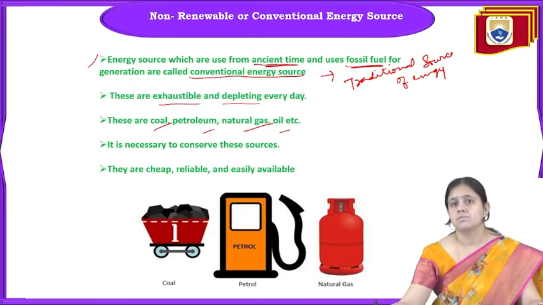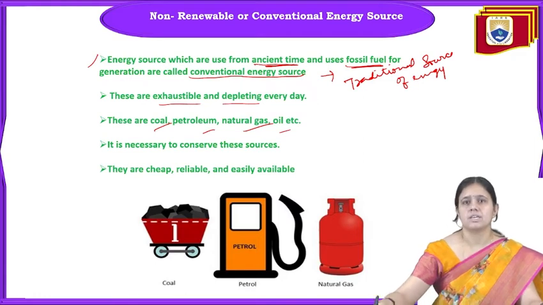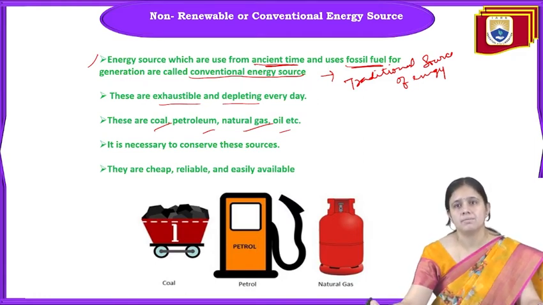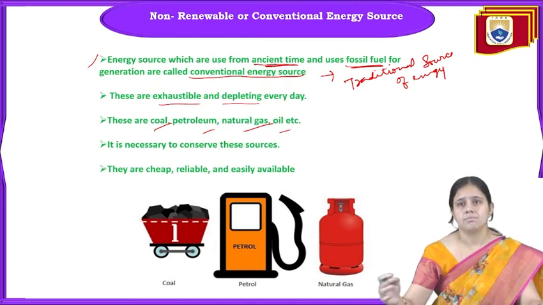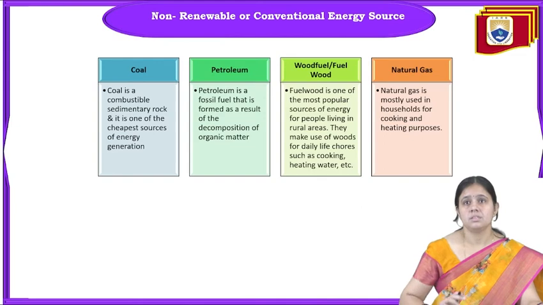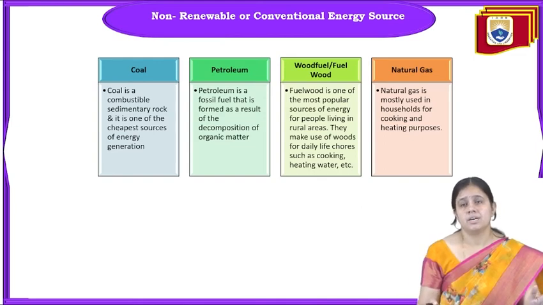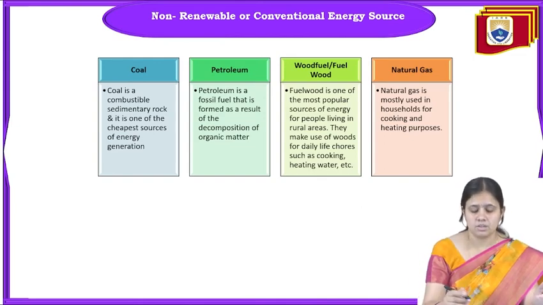The next point is that they are cheap, reliable, and very easily available in the environment, and they are obviously conventional sources also. They are easily available, but it will take time to make them available for human use. Now, the examples of conventional energy resources. The first one is coal.